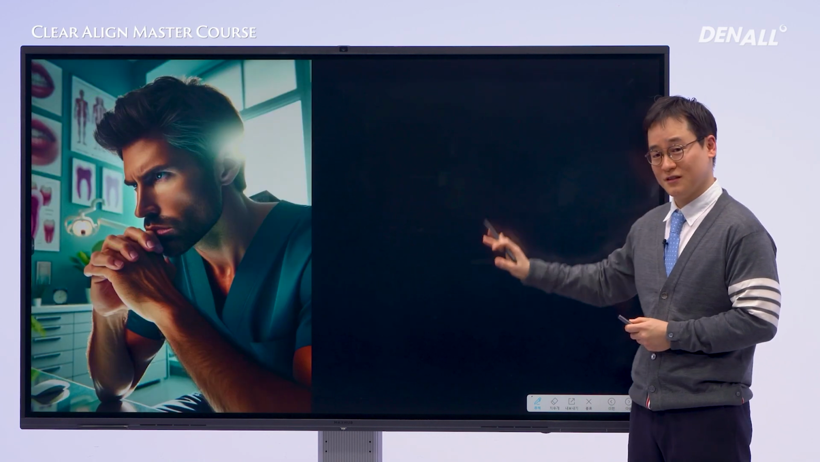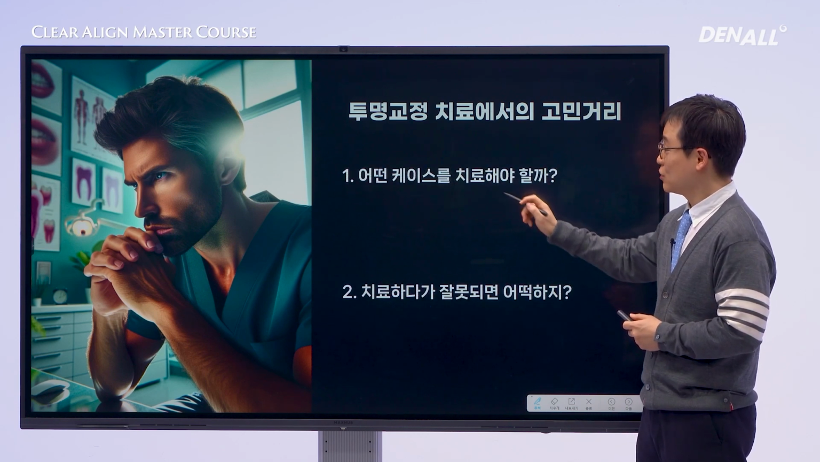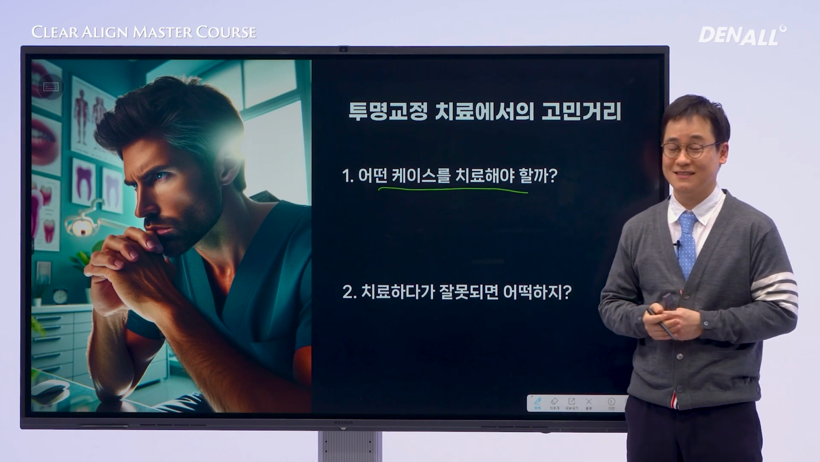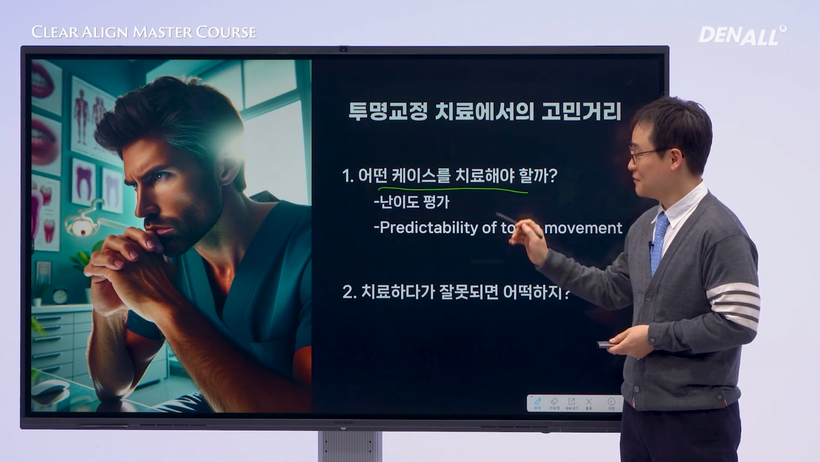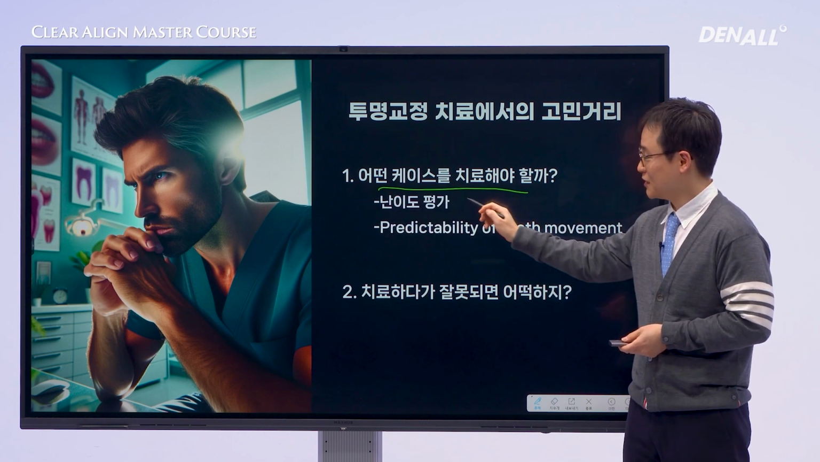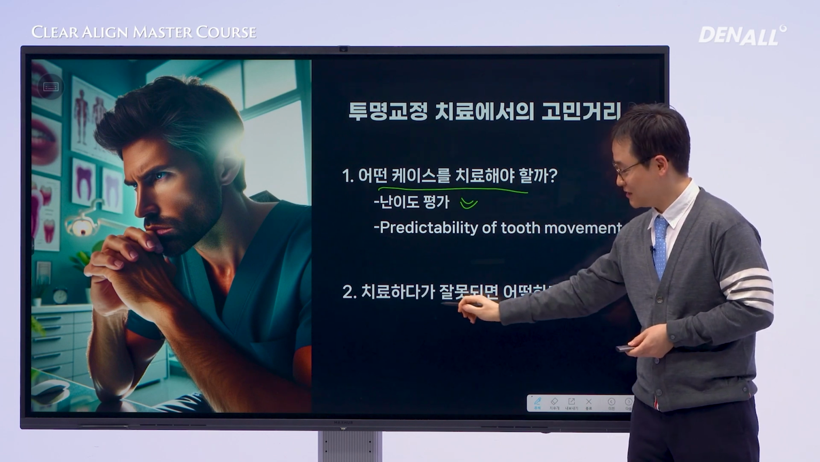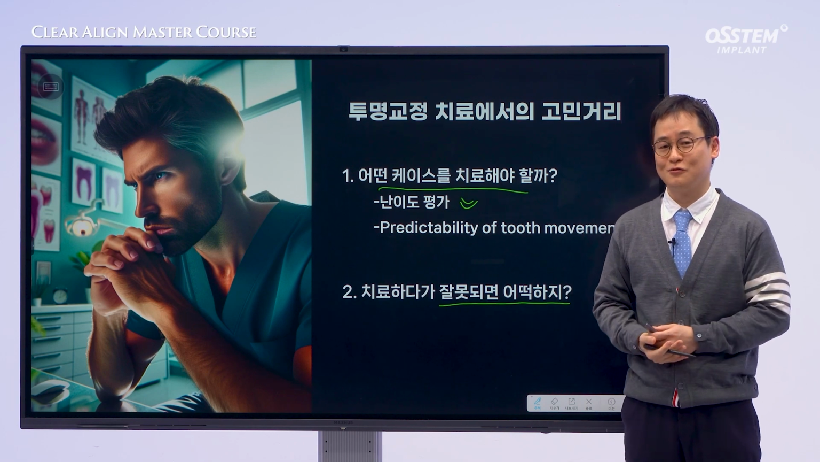I always show you this image. This is the key question we should begin with. What kind of cases should we take on? I'll explain how you can approach this question and find the right answers. As mentioned in a previous session, we've talked about how to evaluate case difficulty. And in upcoming sessions, we'll also cover what to do when things don't go as planned.